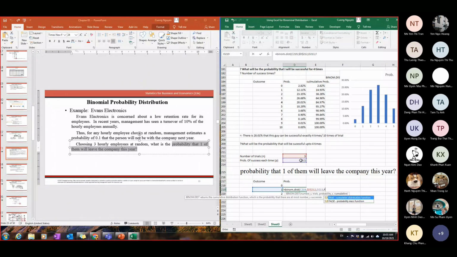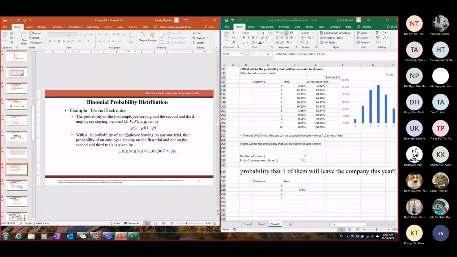No, that should fall in cumulative. Okay, and exactly 24.3. You can see how people do it in the binomial manual calculation. Before that, they just think about the first case: maybe the first guy will quit, and the 2 others will stay.